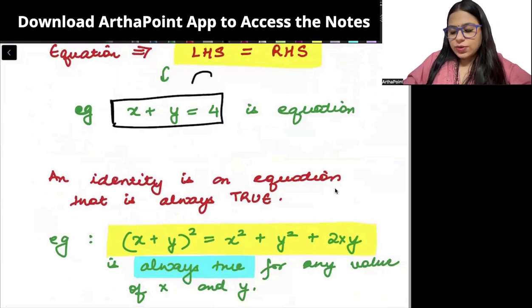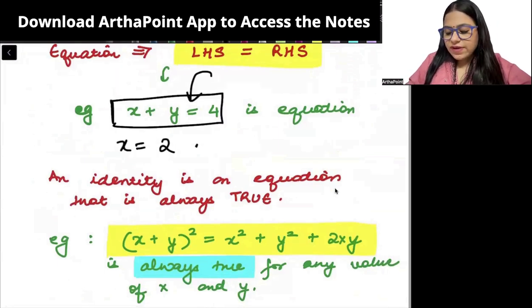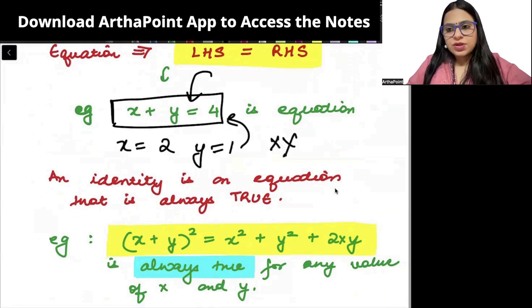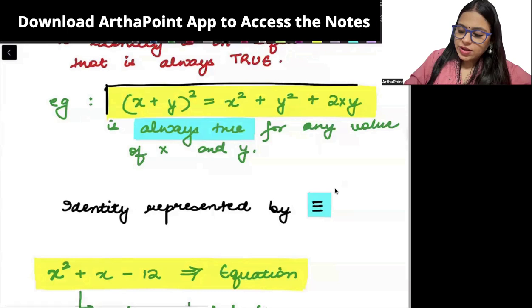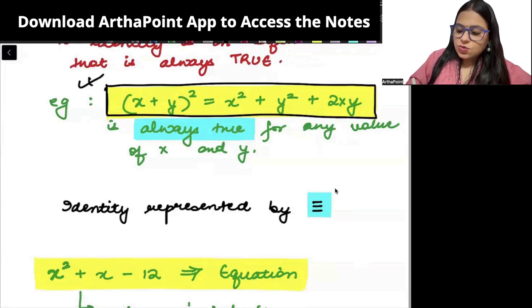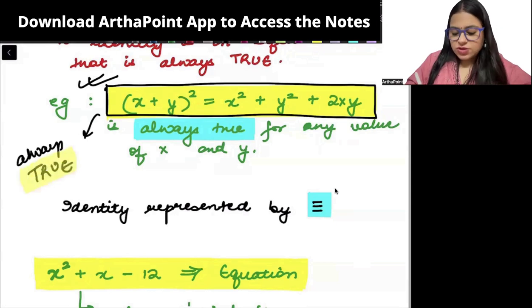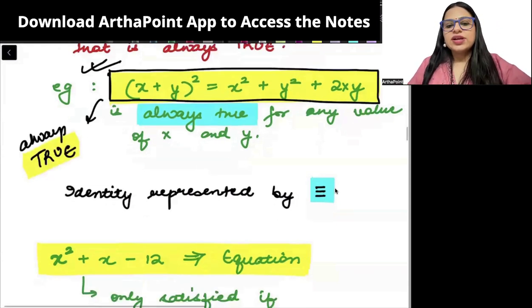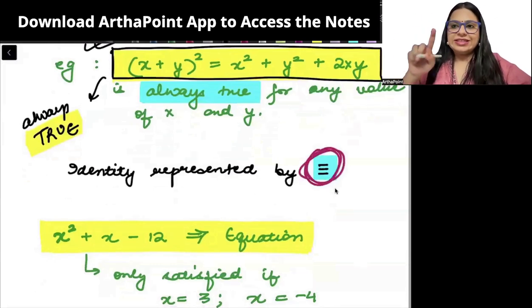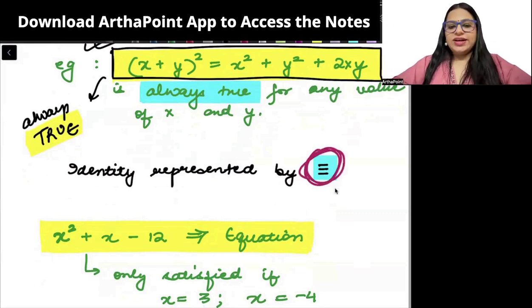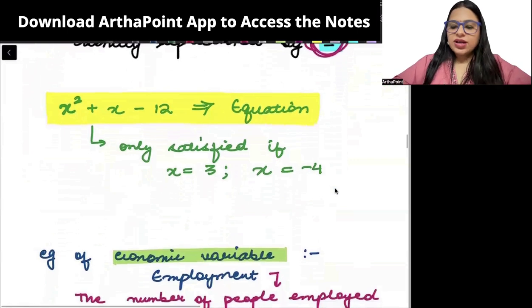सो एक्स प्लस वाई इक्वल टू 4 ये एक इक्वेशन है। अगर मैं x को 2 और y को 1 रखूंगी तो दिस विल नॉट बी ट्रू। तो इट डज नॉट होल्ड फॉर एनी वैल्यू ऑफ x एंड y। ऐसा नहीं है कि कुछ भी x y डाल दो और चल जाएगा। बट x प्लस वाई होल स्क्वायर इज इक्वल टू एक्स स्क्वायर प्लस वाई स्क्वायर प्लस 2xy। दिस इज ऑलवेज ट्रू, ये हमेशा ट्रू होगा। तो एनीथिंग दैट इज ऑलवेज ट्रू, जो हमेशा ट्रू रहता है, दैट इज कॉल्ड एज एन आइडेंटिटी। आइडेंटिटी इज रिप्रेजेंटेड यूजिंग 3 लाइन्स। क्लियर?